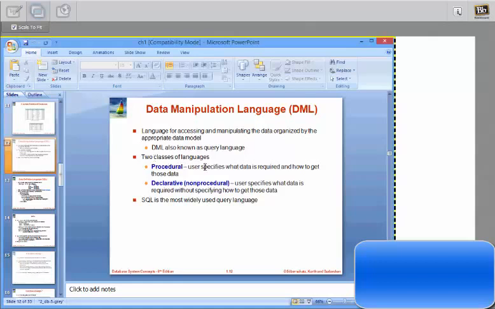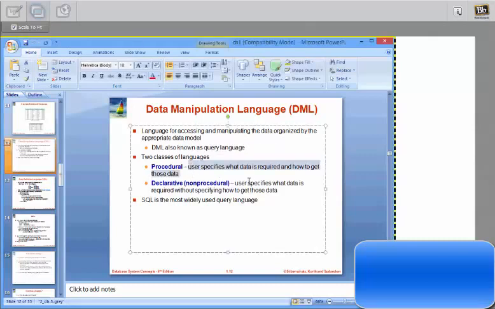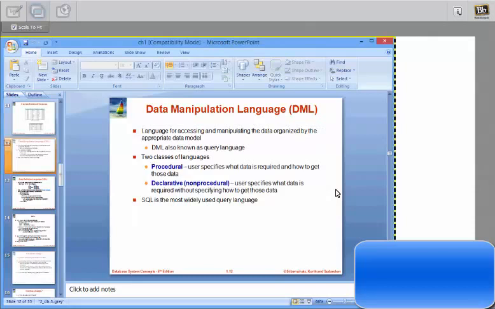Now two classes of languages, procedural and declarative. If the question is what is procedural language, you should be able to write down the answer like: the user specifies what data is required and how to get those data. This much definition is enough in a short answer. But if you would like to give an example, you will not lose a single point in this question.